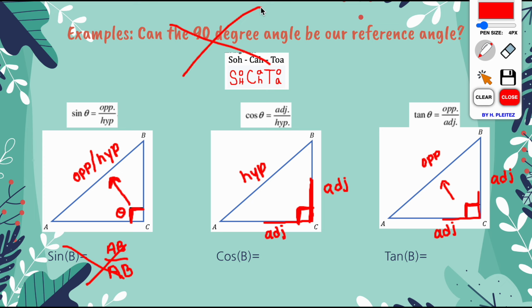So in that case, what I mean is you're never going to have something like sine of 90 to write a ratio for, or cos of 90, or tan of 90. You're never going to have to write that ratio out. They are equal to something, but you're never going to have to write that out. If you have to choose a reference angle, it's never going to be the 90-degree angle in this case.